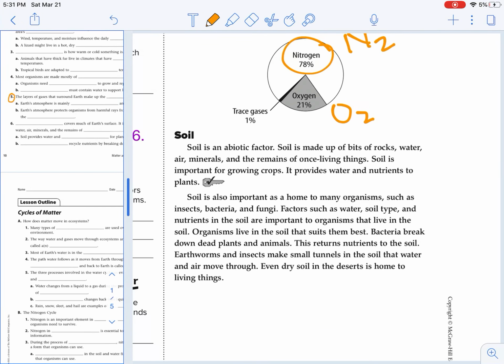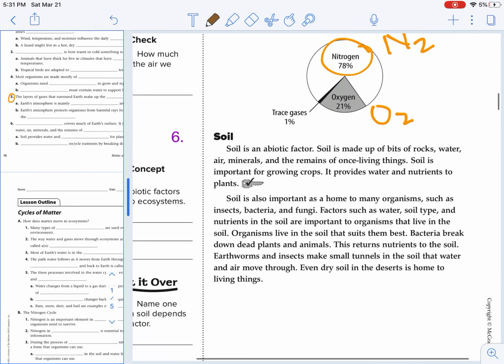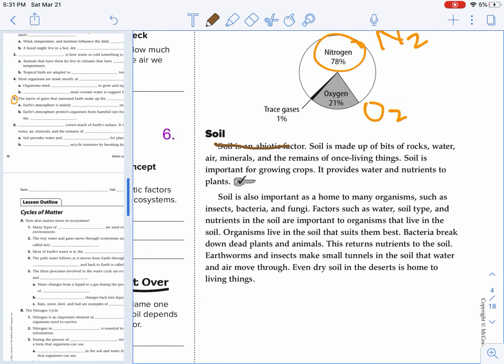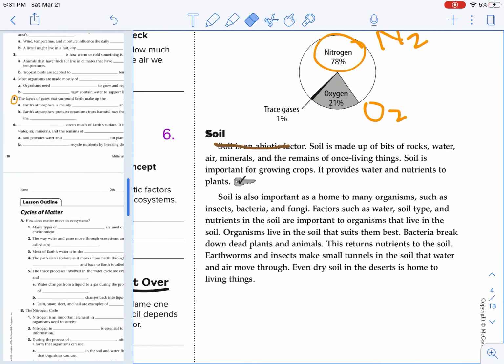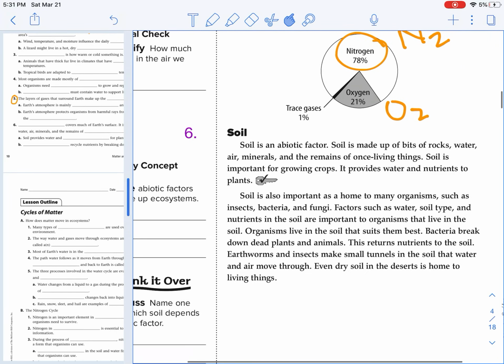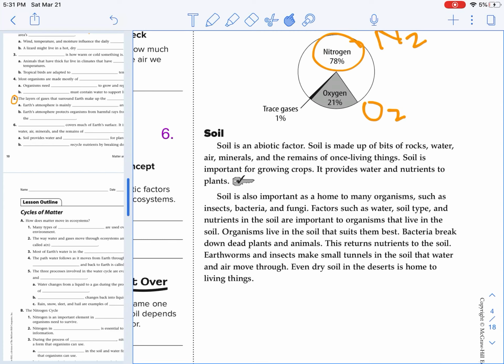So the last abiotic factor that we have is soil. Soil is an abiotic factor. Oh, I needed to do the highlighter again, didn't I? Sorry about that, guys. Soil is an abiotic factor.